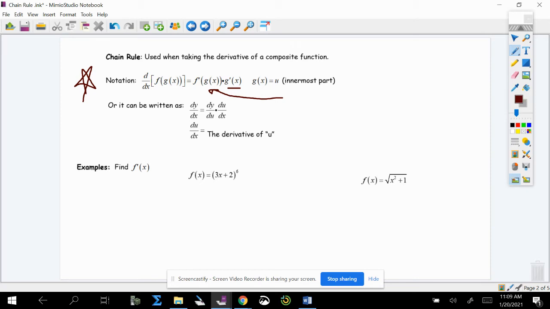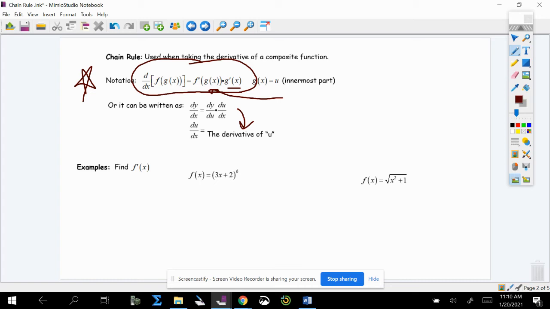Sometimes I've seen it written like this, where they write it as dy/du times du/dx, and du/dx is just the derivative of what's inside. I actually think for an AP standpoint, this notation is probably what you're going to see the absolute most. So let me show you how it works in terms of just algebra-based problems, and we'll really save the trig ones for later.